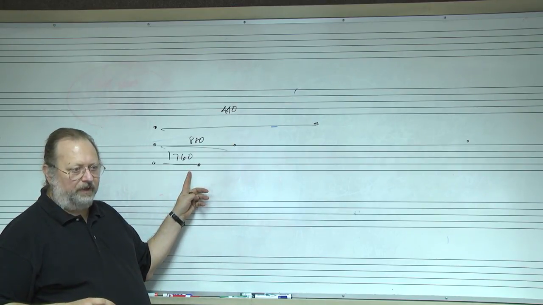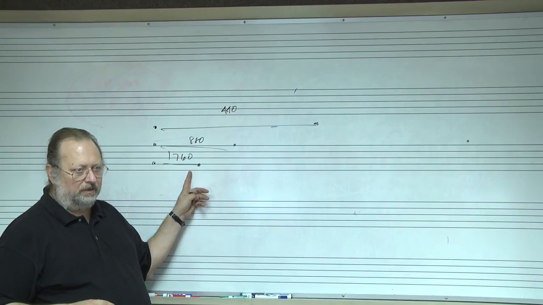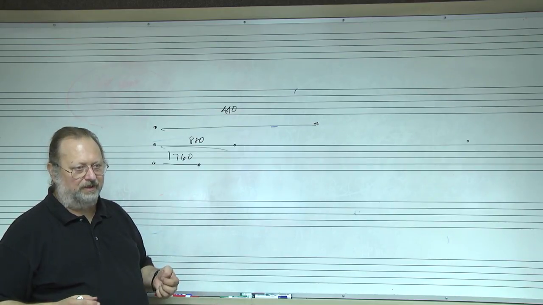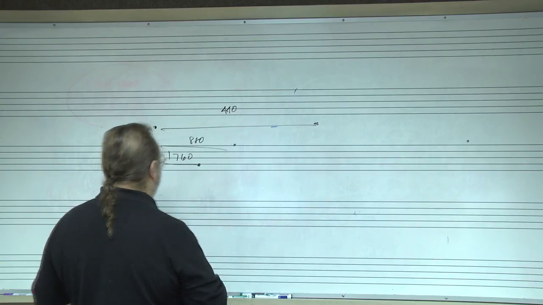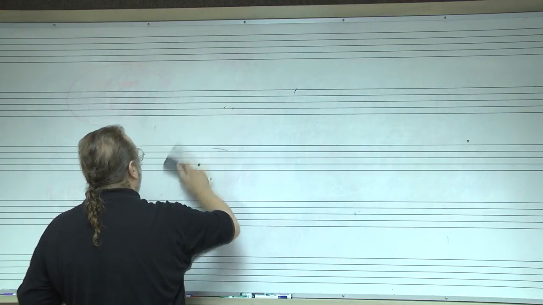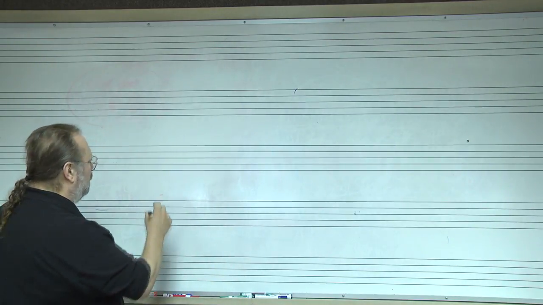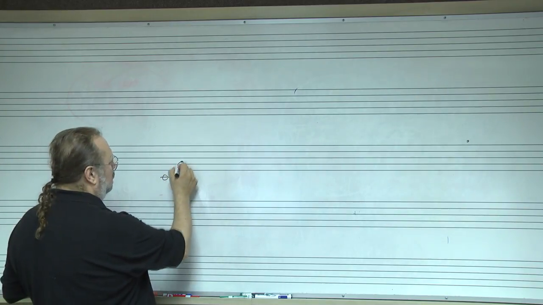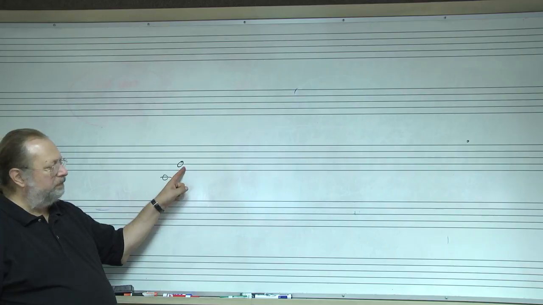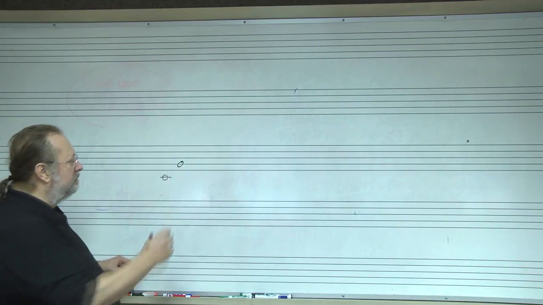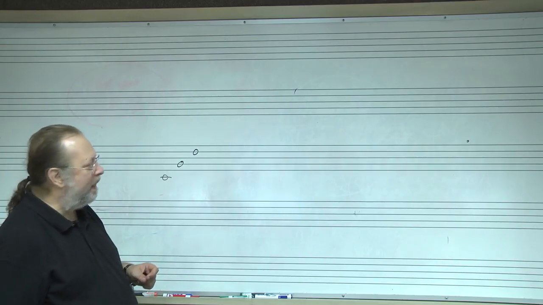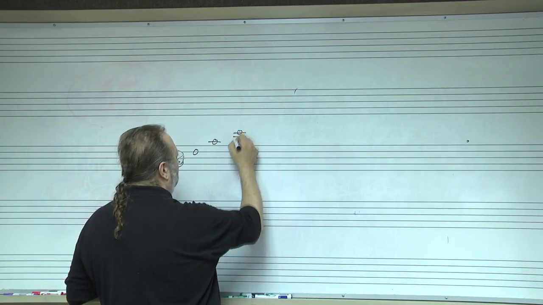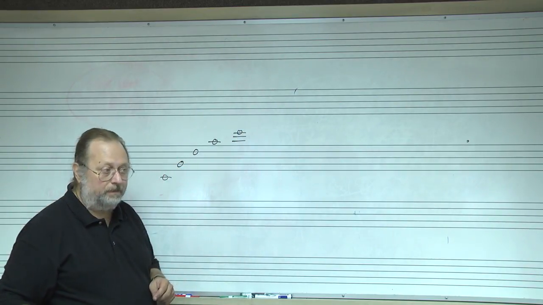So how did he get a fifth? Half. No. Half of what? Two-thirds of like this, right? Yeah. So he figured out this series of notes. So if you have a C, G is the overtone, right? Fifth above G is going to be what? D. Fifth above D? A. Fifth above A? E. Fifth above E? B.